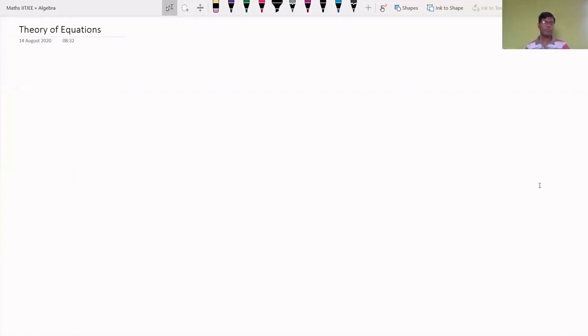We will be discussing an important chapter from algebra, that is, theory of equations. So before we begin, let's start with the simple definitions.